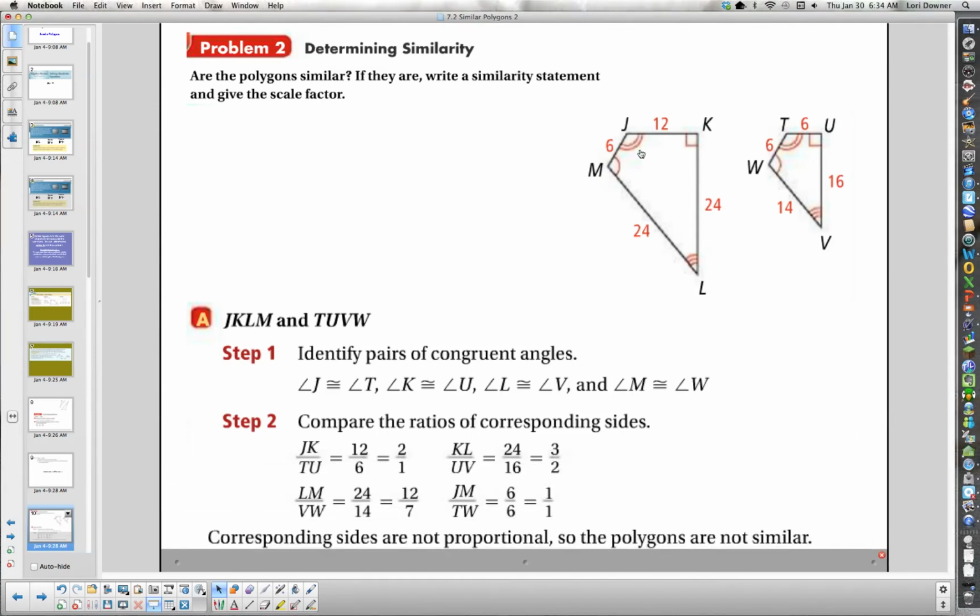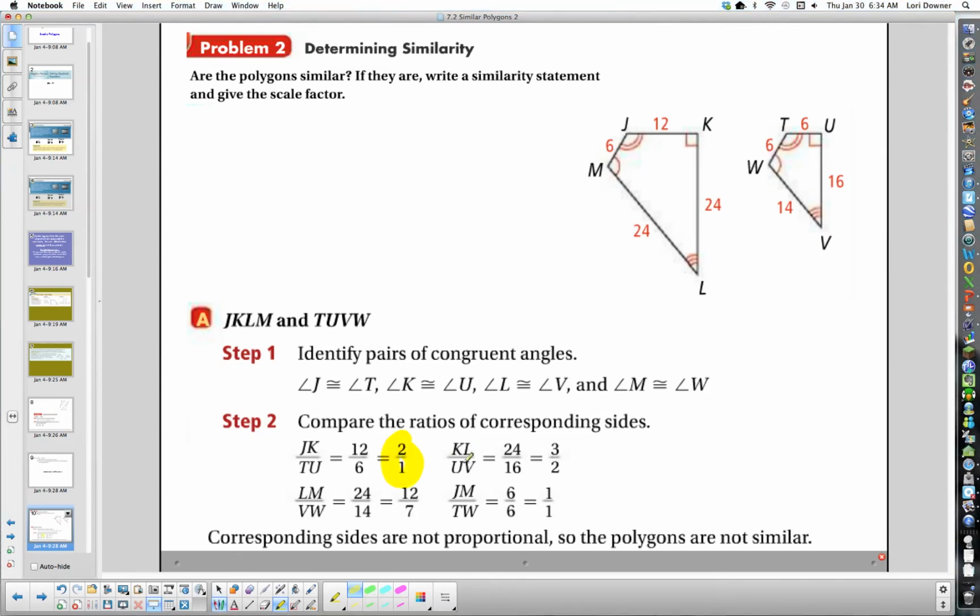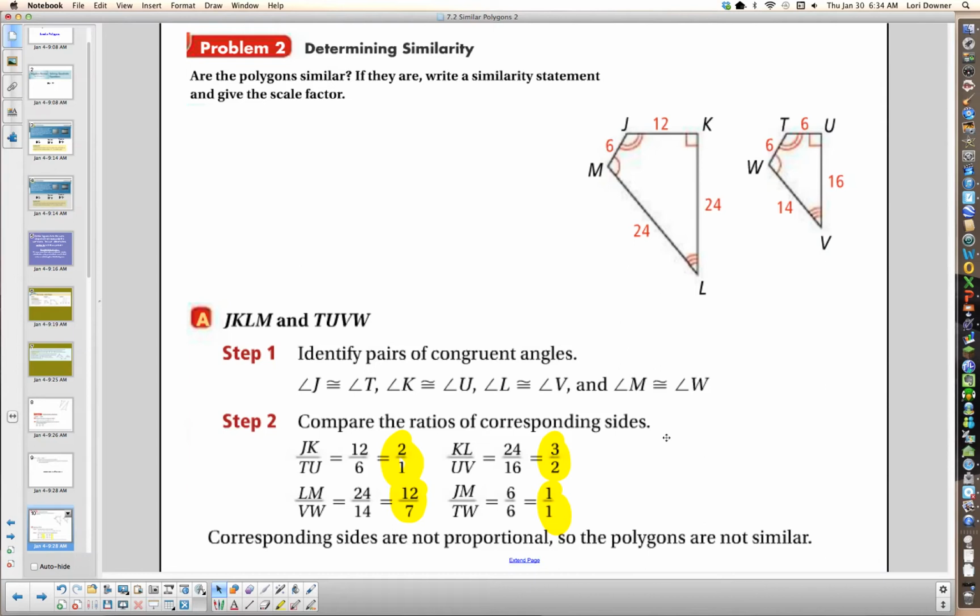So when we set them up, we see JK 12 is to 6. That reduces to 2 over 1. KL is to UV, that is 3 halves. Already we can see these are not the same. LM to VW, 12 to 7. And then this is 1.6 is to 6. Since corresponding sides are not proportional, these polygons are not similar, even though the angles are congruent. You have to meet both conditions.